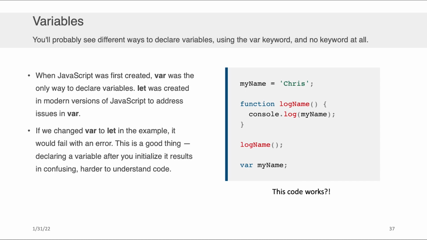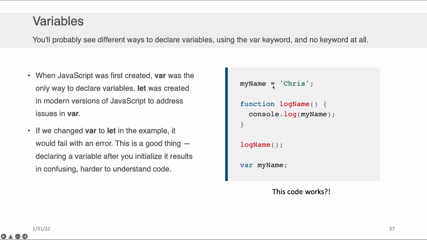Now, when JavaScript was first created, var was the only way to declare a variable. The examples that I've shown you so far have used let, which was created in modern versions of JavaScript to address some confusing issues that can arise when you're using var. And I'm illustrating an example of what makes the var declaration confusing there on the right-hand side. If you were to take the code that I'm showing you there and run it, either in your console by pasting it all at once, or by including it in a separate JavaScript file and running it there, you'd expect it to fail, right?